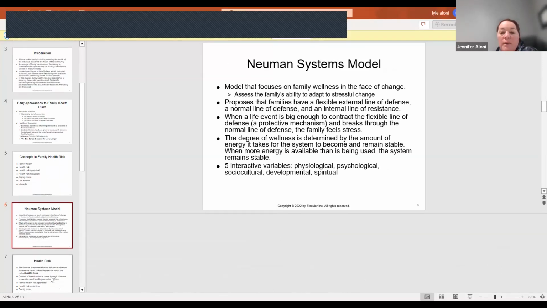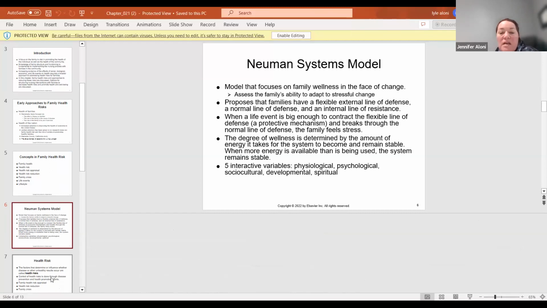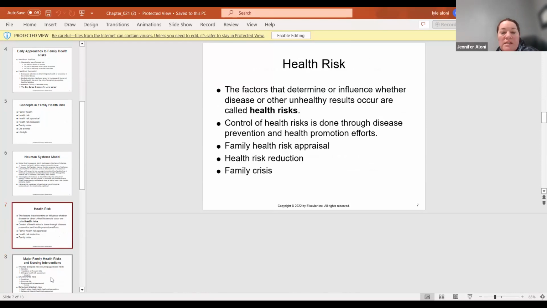The model that focuses on family wellness in the face of change is our Neuman Systems Model. When a life event is big enough to contract the flexible line of our protective defenses and it breaks through our line, we feel some stress. The degree of wellness is going to be determined by how much energy it takes for us as families to become stable. And we look at the 5 factors that will play there: psychological, physical, sociocultural, developmental, and spiritual. And our health risks are things that are going to determine whether or not we are going to have a health concern. Control of health risks is done through disease prevention, family health risk appraisal, and health risk reduction in family crisis.